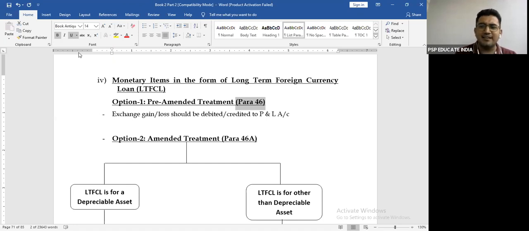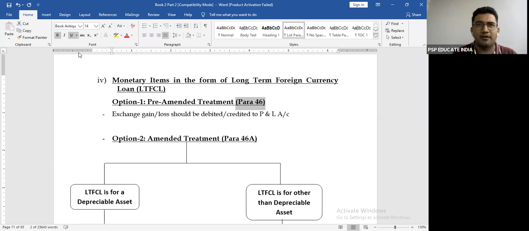But if you understand conceptually what para 46 does, it puts a lot of burden on the profit and loss account. बहुत लंबा चौड़ा लॉस हो गया तो भी पीएनएल डेबिट होगा, बहुत अच्छा गेन हो गया तो भी पीएनएल के पे इम्पैक्ट करेगा. So a lot of burden is then put on para 46. Now when a lot of burden is put on the PNL, a lot of people went to the accounting standard board and said that unnecessarily our PNL is getting impacted.